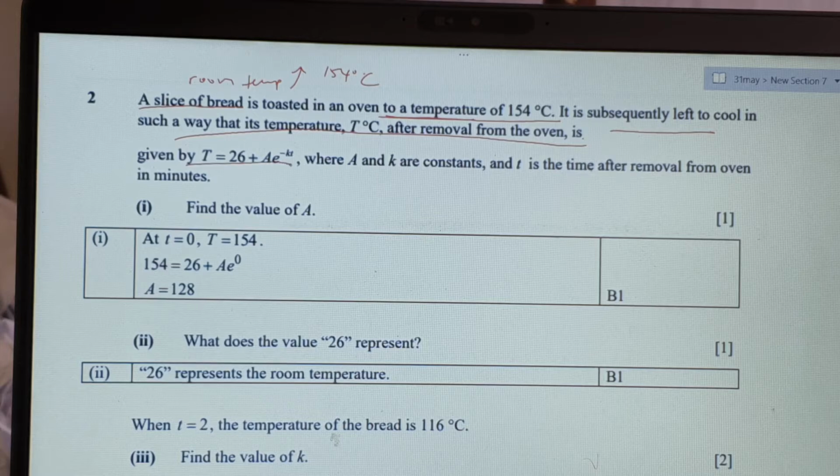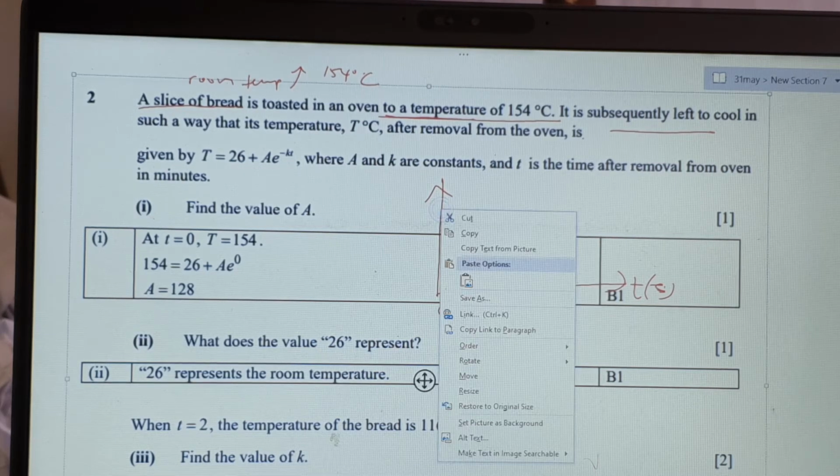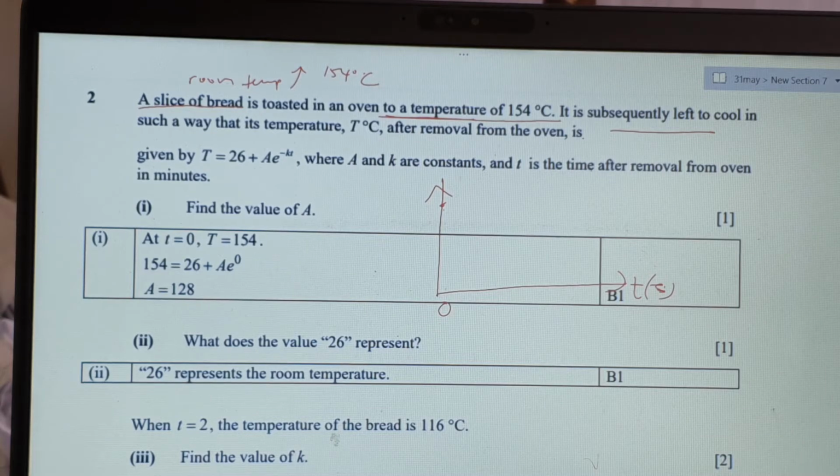That means this is after removing from the oven. That means originally it must be pretty hot. When time t equals 0, it must be pretty hot. What do you think this temperature is? It must be 154, correct? 154. Then you see, like, not 154. Is it 154? So you have to later work it out, but you must know that it's actually from 154.